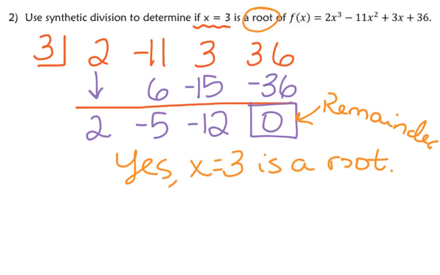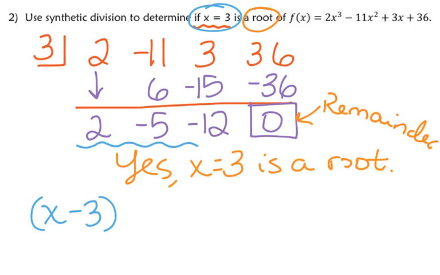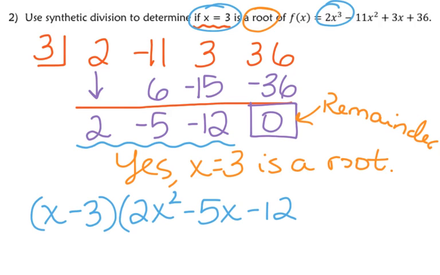And really we've answered the question, but just to show how this all ties together, if x equals 3 is a solution, then x minus 3 would be a factor, and these numbers right here give us what our quotient would be when that division happens. So it would be 2x squared, because we started with an x cubed, minus 5x minus 12. And then if we needed to, we could keep going with that.